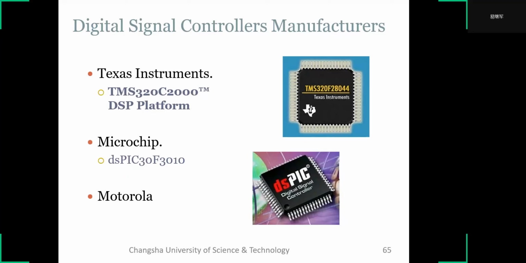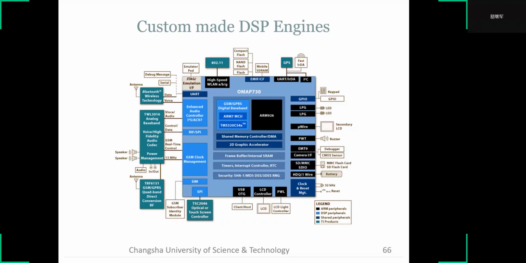Next, introduce the digital signal controller manufacturers. This is Texas Instruments. The typical products are DSP. Microchip, the PLC. Motorola. The user can ask the manufacturer to make a customized DSP engine.